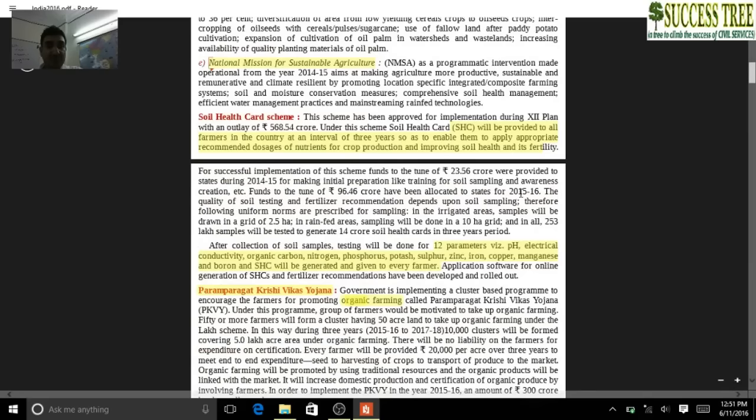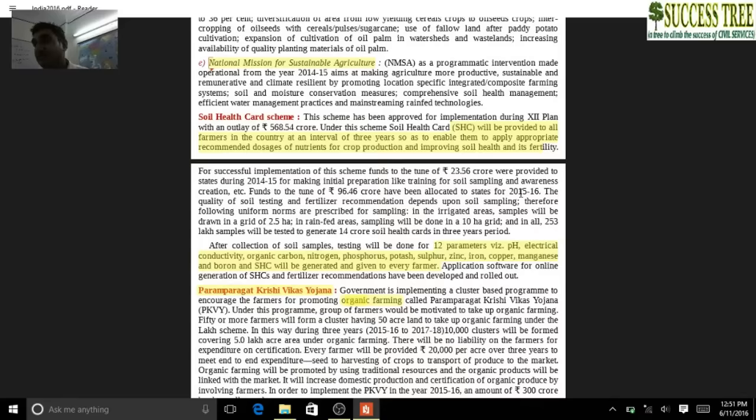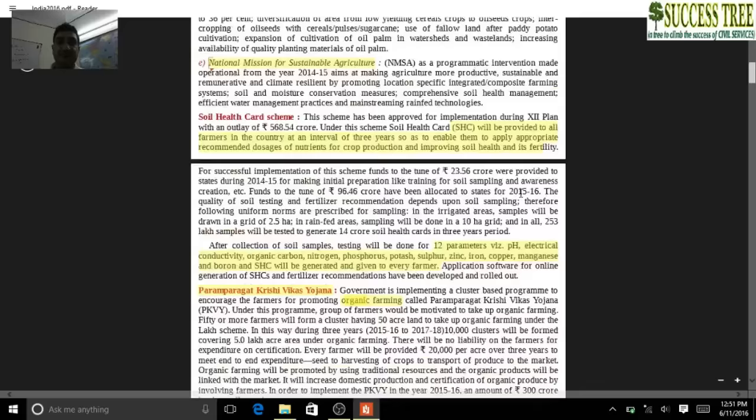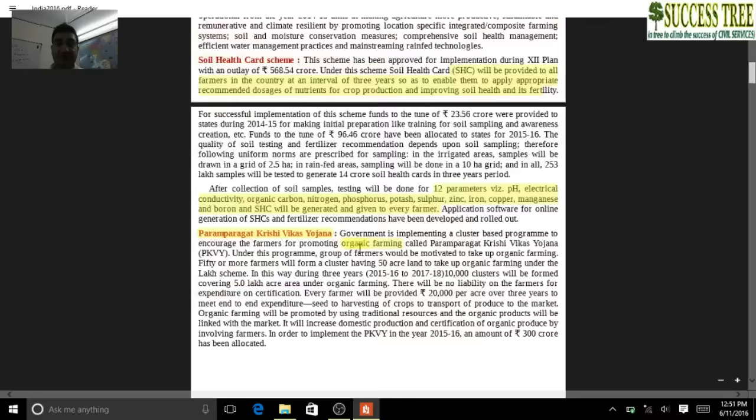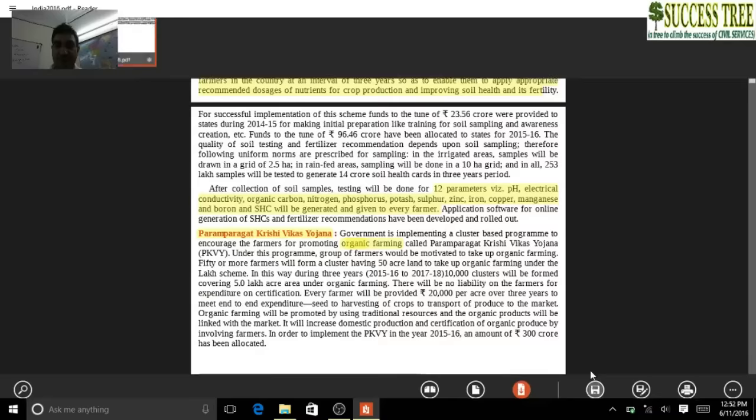Okay, now come to the next one, Paramparagat Krishi Vikas Yojana. What is this Paramparagat Krishi Vikas Yojana? Regarding organic farming. Okay, so do you remember? If it comes directly just think about organic farming. Do you remember any other organic farming initiative proposed in the budget? Yes, what is that? Yes, good. Organic value chain development in the Northeast region. That is the initiative there.